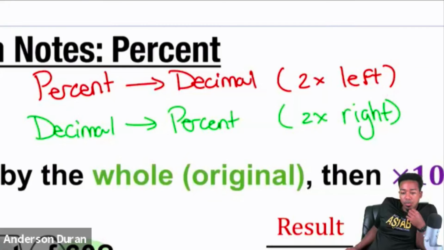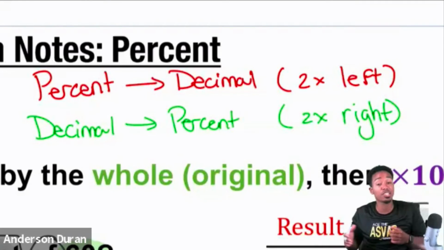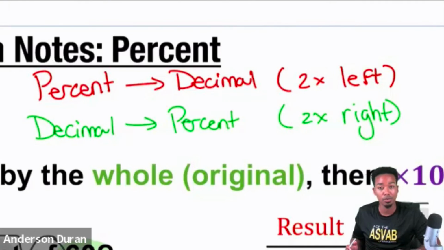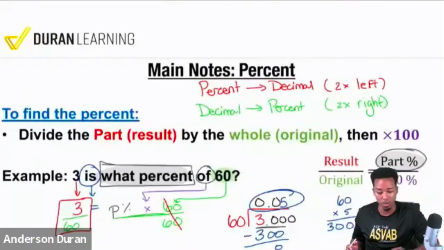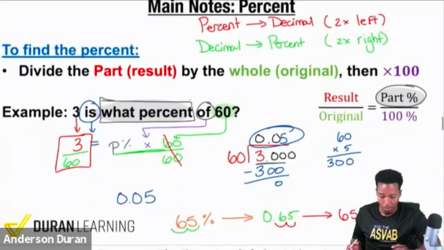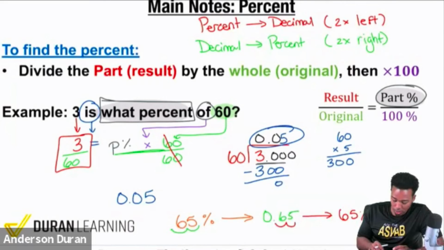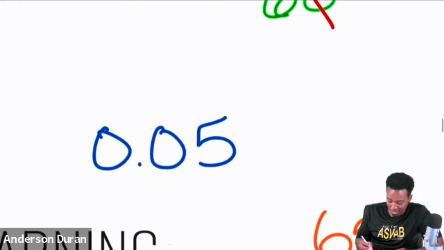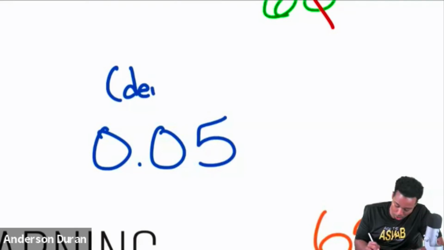All right, so hopefully we got that down. Again, percent to decimal, 2 times to the left, decimal to percent, 2 times to the right. So with that said, my party people, the answer here is not going to be 0.05, because this is in decimal form. Everybody remind me, how do I go from here to a percent?